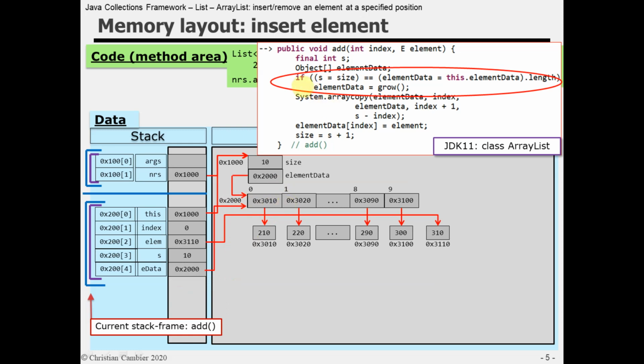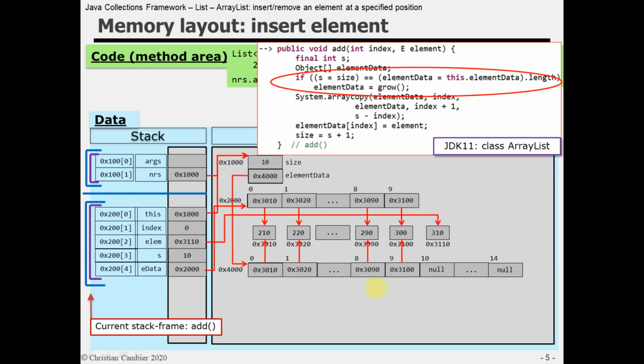Now the if, what does it do? It checks whether s equals element data length. s is 10, the size, which is equal to the length of the internal array, which it is. In other words, the array is full, so the grow method will be invoked. So an entirely new array will be created with a capacity of 15 elements. Element data will refer to the new array. All elements in the original array will be copied to the new array.